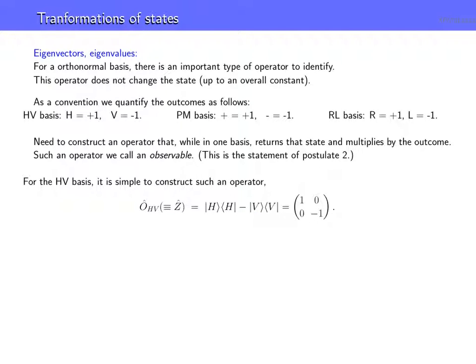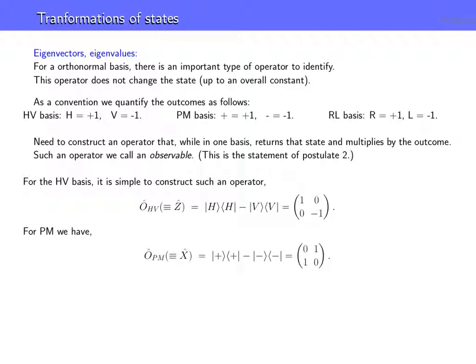So it should be obvious now that if we input an H, we're going to get plus H. If we input a V, we're going to get minus V. And the operator looks like this, 1, minus 1 on the diagonal. So we can go for our other two complementary bases. Let's take a look. For PM, we'll call it X. And again, remember, we already did this in the previous screen. If you remember, it's just the swap operator.